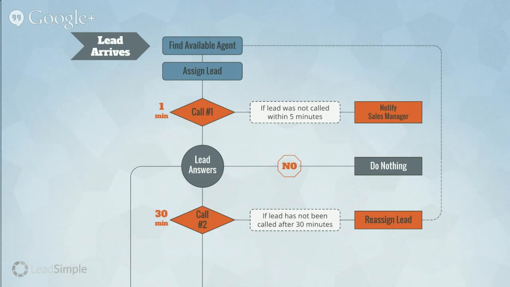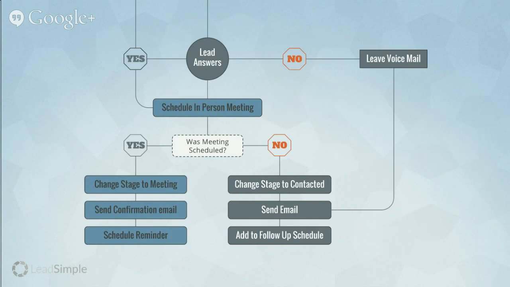If that person actually picks up, then we want to go ahead and make our best attempt to actually schedule a meeting in person. If we're able to actually get that meeting in person, then we want to go ahead and update the stage to meeting. We want to send out a confirmation email. We want to schedule a reminder, etc.